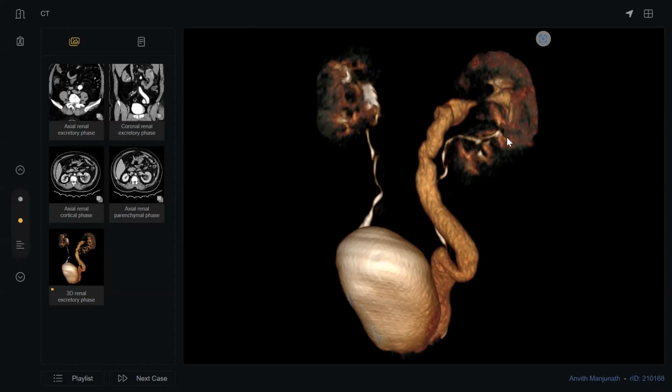Okay. Second point, you must check the other ureter, which is of the lower moiety, because sometimes there is some reflux and it may be dilated, but in this case it is normal.